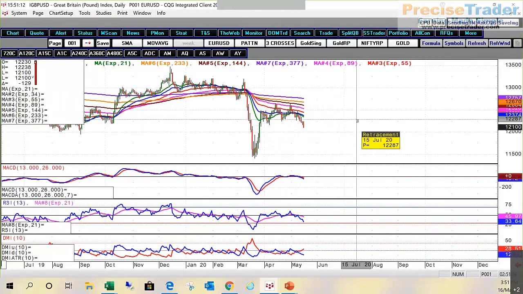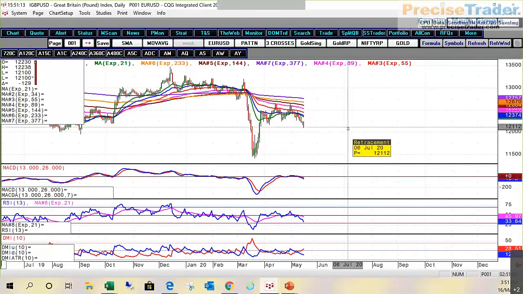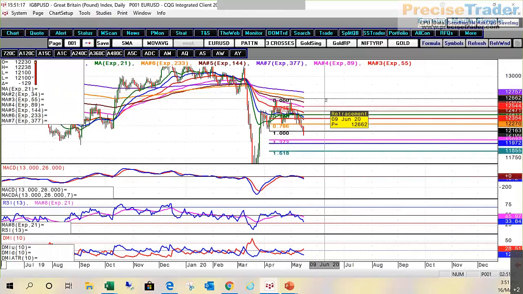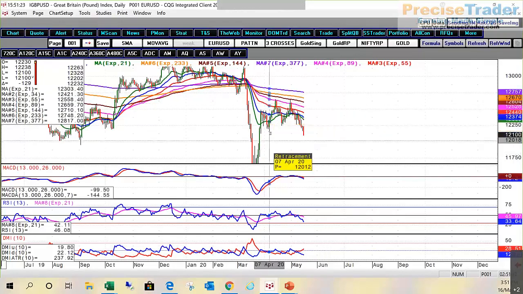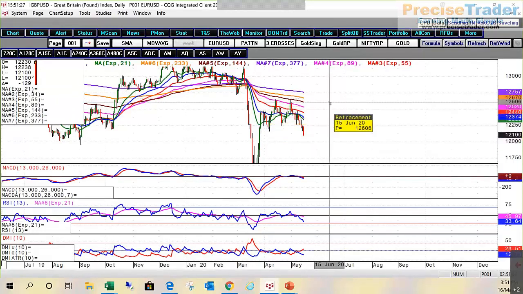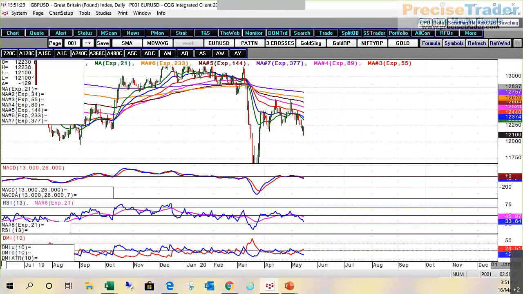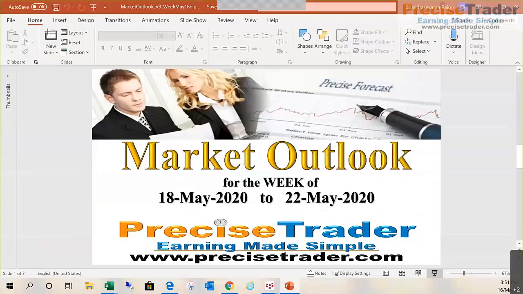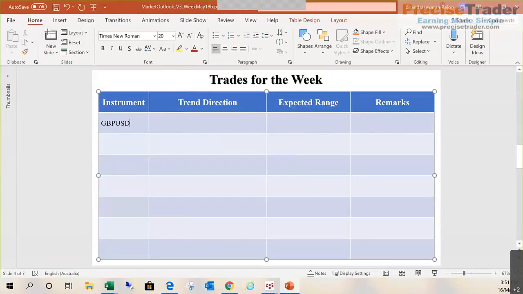So overall, I think the direction is still lower, and we are looking at a target of at least 11970 to 11850-60 level. So that's the target. The trend direction, I would say, is sideways down.